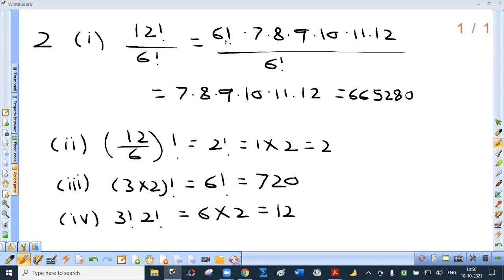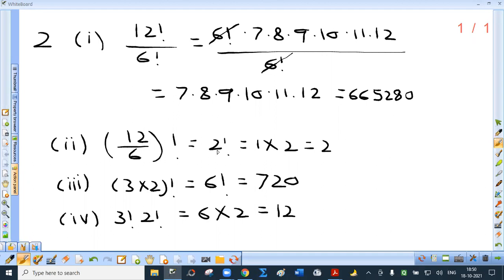Factorial of greater is factorial of smaller into, go on adding 1 unless you get greater. So into 7, into 8, into 9, into 10, into 11, into 12. Denominator 6 factorial as it is. Now I can cancel 6 factorial with 6 factorial. Now this product is 6,65,280.